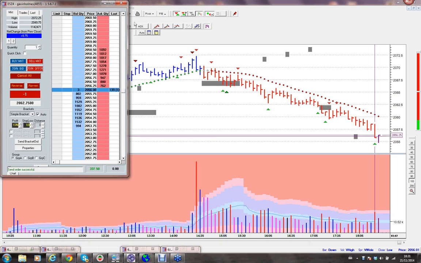Okay, now we have got some strength coming in here. So what I'm going to do, let's get rid of the auto sensor. Let's just wait and see how far this goes. At the moment, it's not looking at all strong.